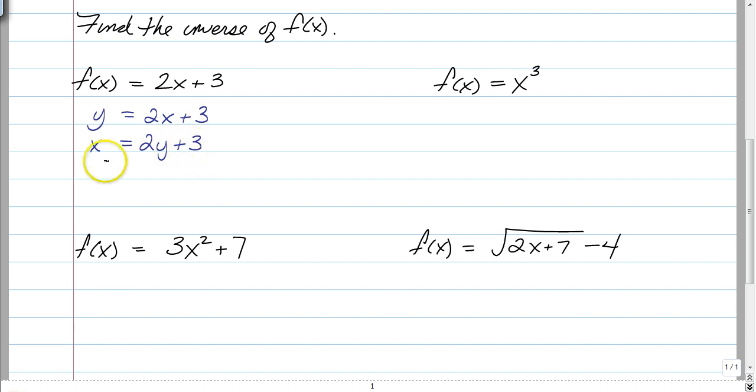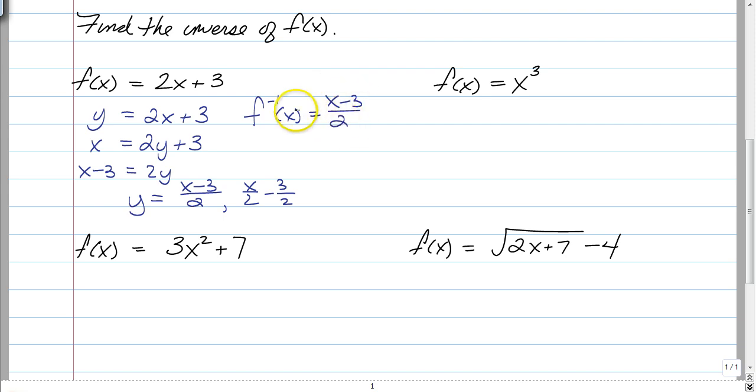Now solve for y. Subtract 3 from both sides. So we have x minus 3 is equal to 2y. Divide both sides by 2, and you get y is equal to x minus 3 all over 2. If you would like, you can simplify it to x over 2 minus 3 halves. It does not make a difference to me. So your final answer would be f -1 of x is equal to x minus 3 all over 2, and that's it. So again, all you're doing is switching x and y and then solving for y again.